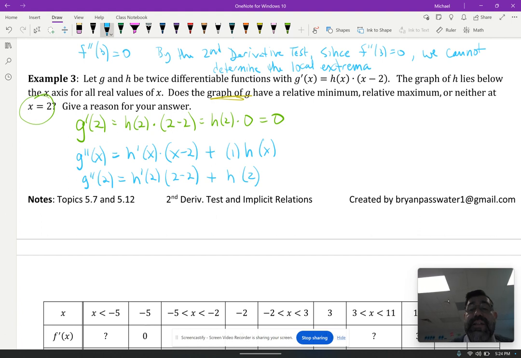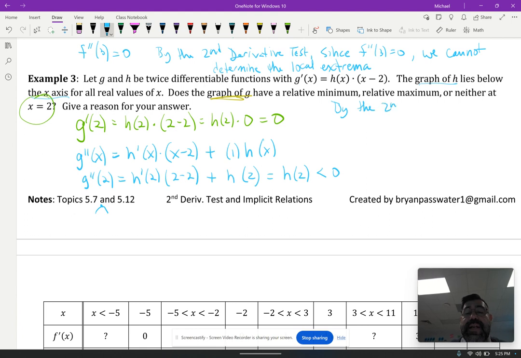Remember, it's the derivative of the second times the first function. The first function is h of x. So really, I'm just evaluating h of 2 because this is going to become 0. And h of 2, they told me that the graph of h lies below the x-axis. That means h of 2 is less than 0. It's a negative value. If the whole graph is under the x-axis, then all my y values, my output values, my graph values are negative. So therefore, I know that the second derivative of g is negative. Therefore, I know it's concave down, and I have a relative maximum.